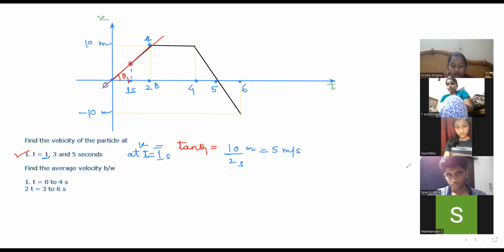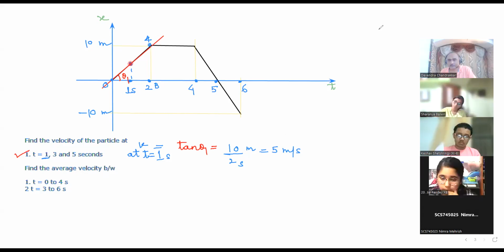Nimra? Sparsh? Sanchita? Yes, I also Ashvika? Got them. Sharanya, समझ आया बेटा? शाबाश. Krisha? Yes, sir, समझा.